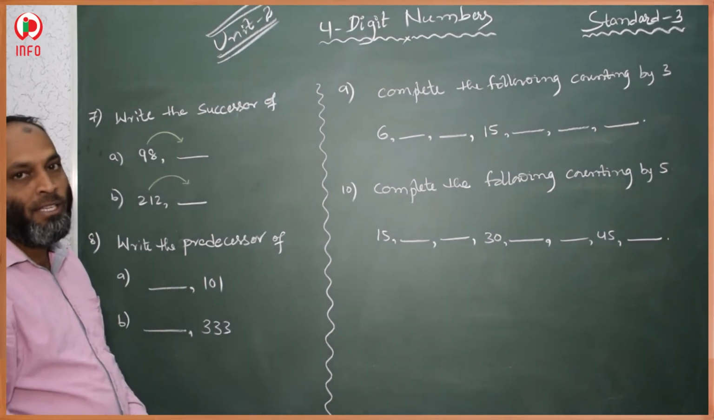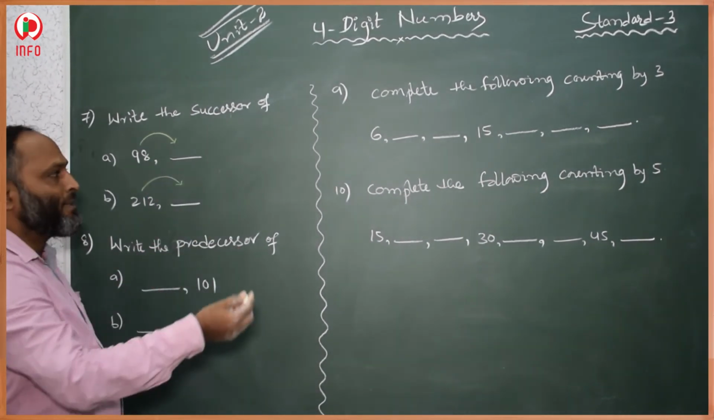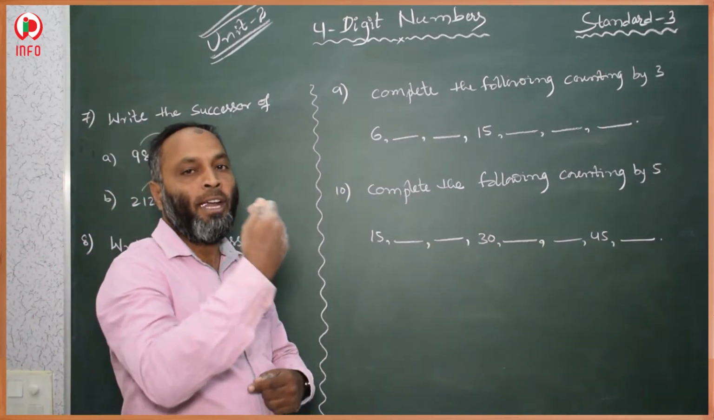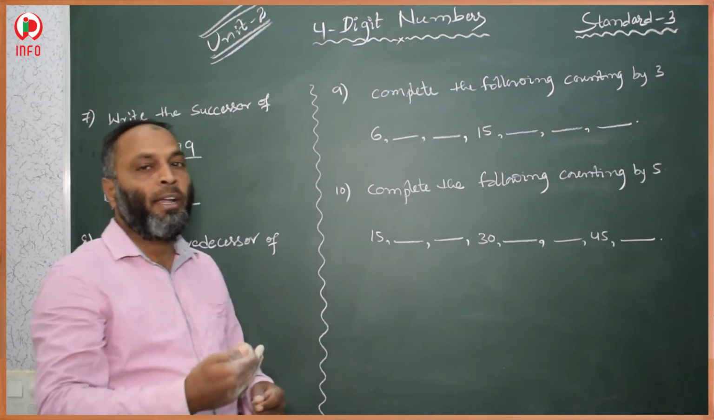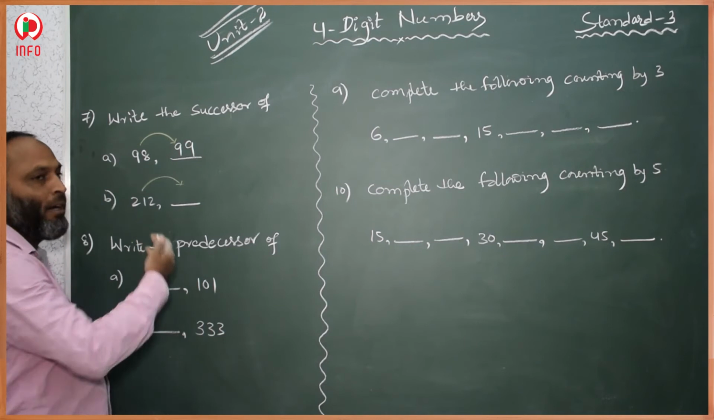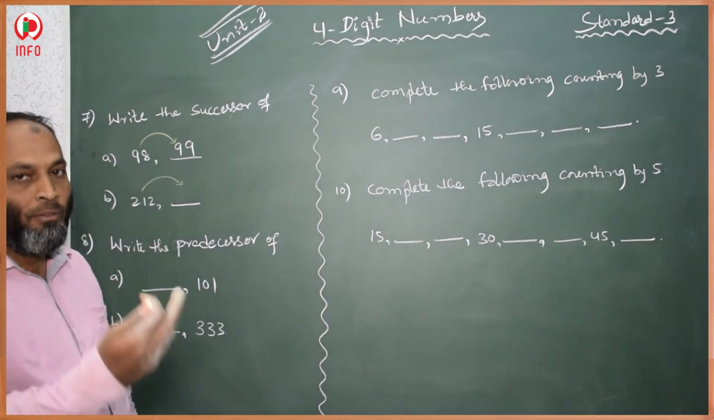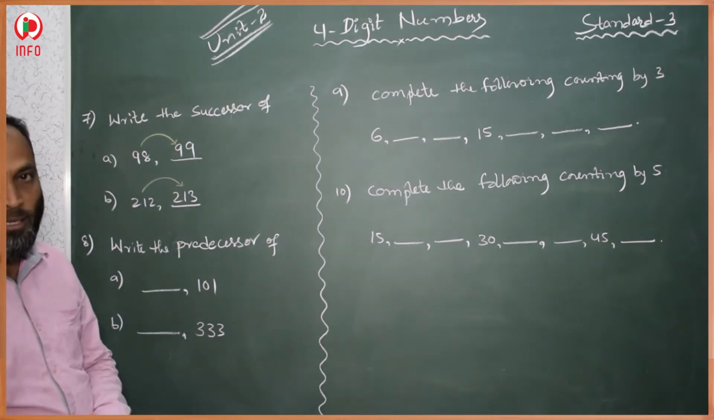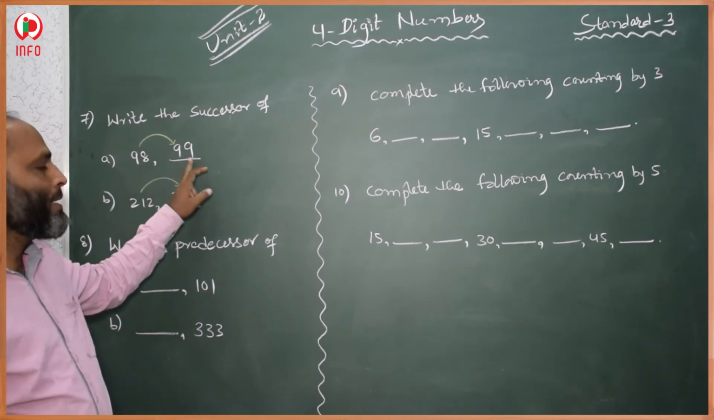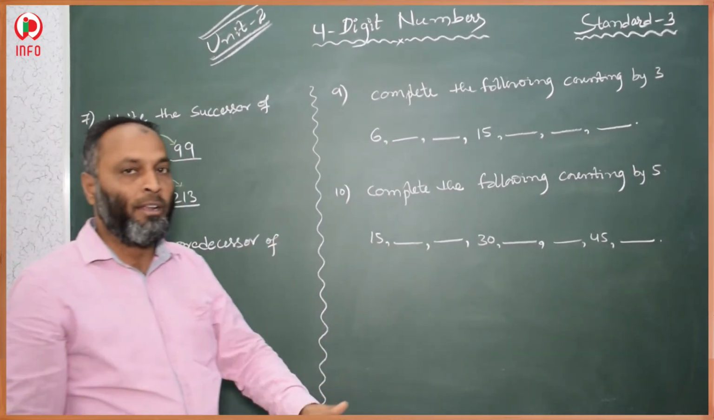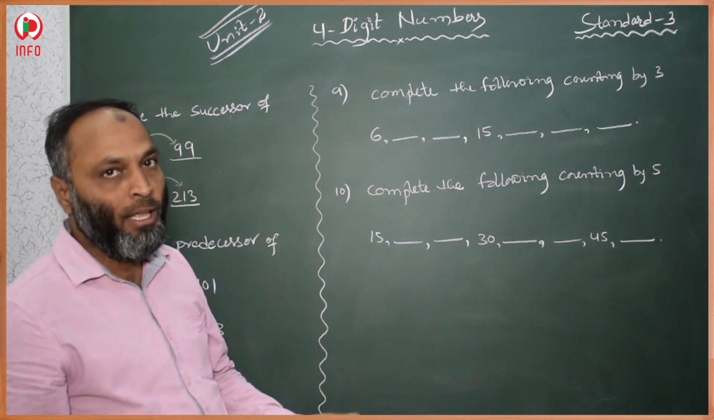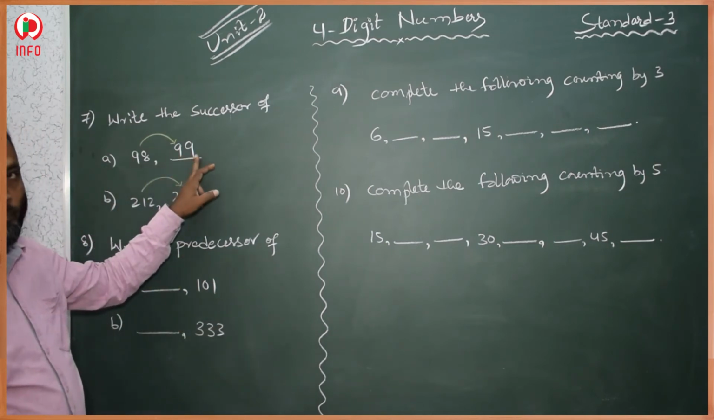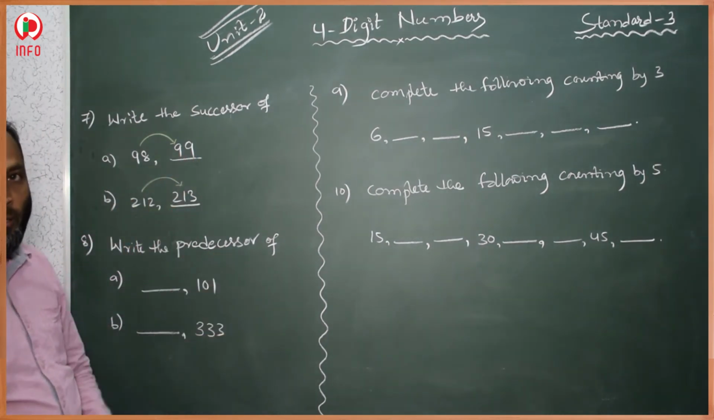Successor means the very next number. So for 98, the very next number is 99. Whenever a successor is asked, we have to add 1. 98 plus 1 is 99. In the same way, for 212 we add 1, so the successor is 213. The successor is the very next number, what comes if we add 1. 98's successor is 99 and 212's successor is 213.